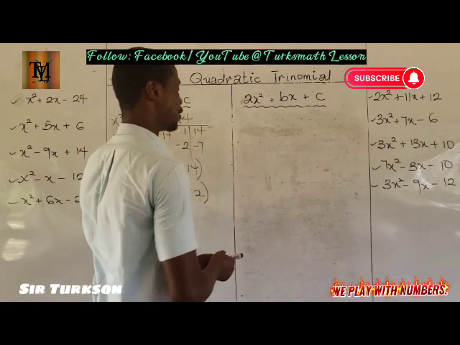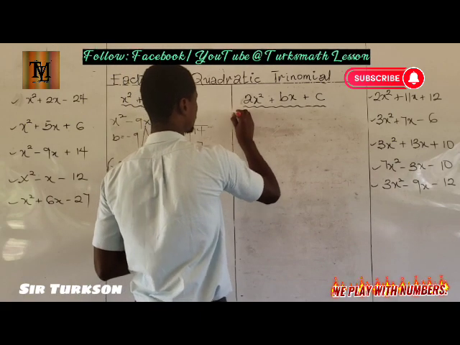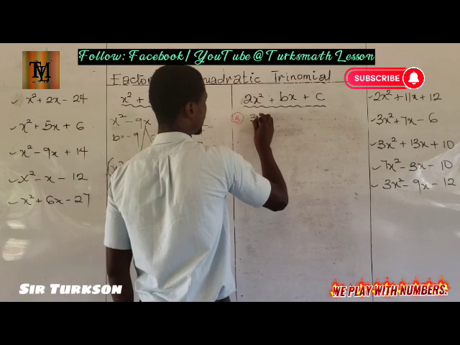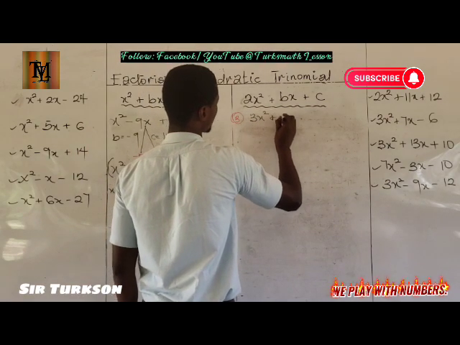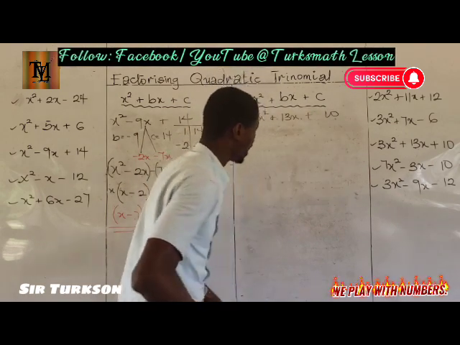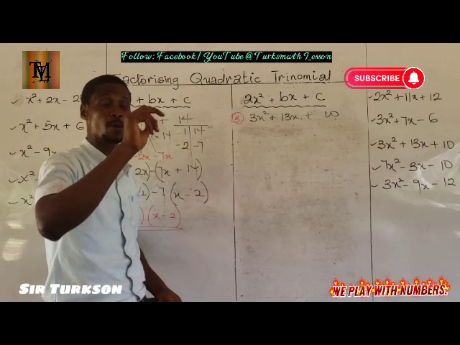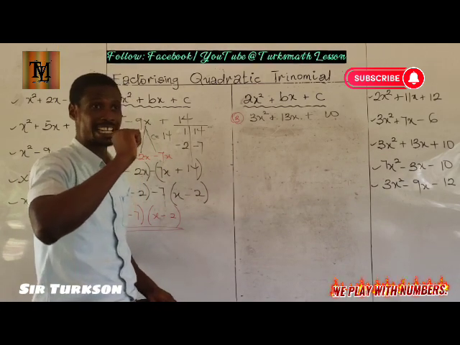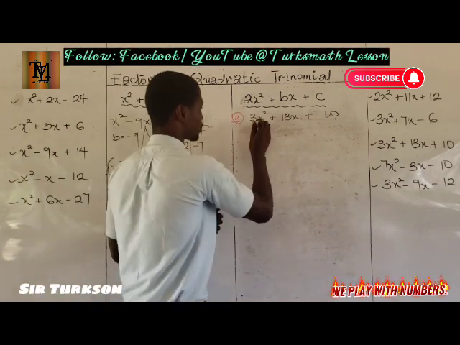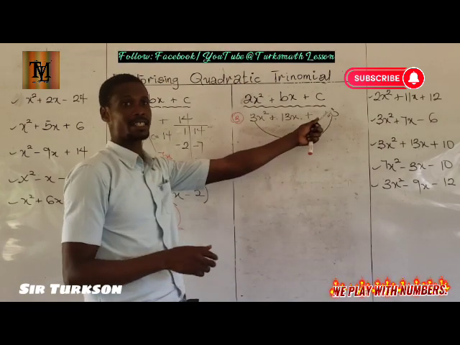Now let's come to the second one. The last one. Given the expression 3x squared plus 3x plus 10. Very good. So what are you supposed to do here? You need to find two numbers. When you add them or subtract them, you have 13. How do you get those numbers? You multiply the coefficient of x squared by the constant.